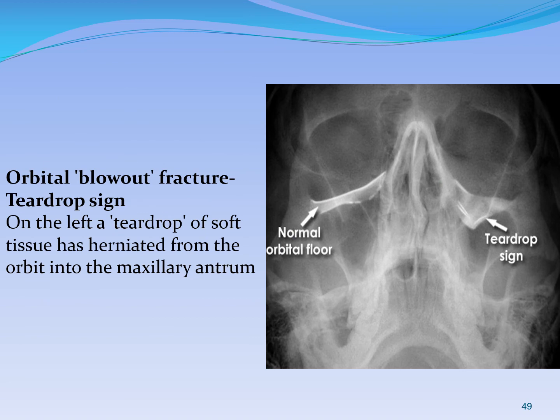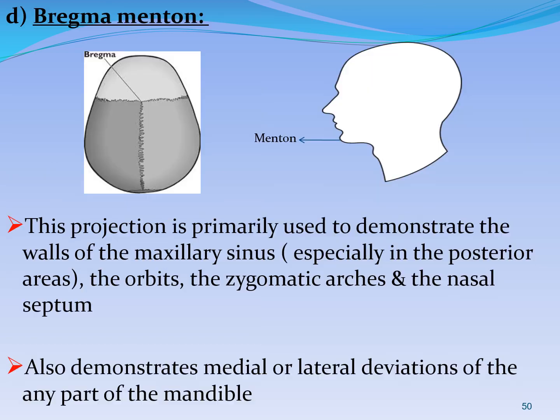This is another picture showing an orbital blowout fracture. This is the normal side where there is proper continuity of the inferior margin of the orbit. Here there is discontinuity and a teardrop sign, which is nothing but an orbital blowout fracture.